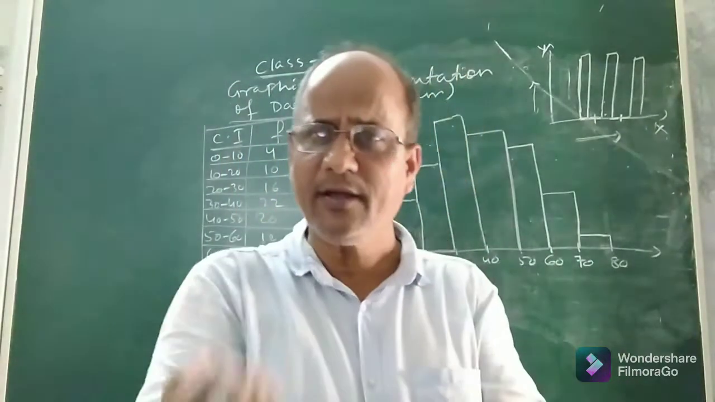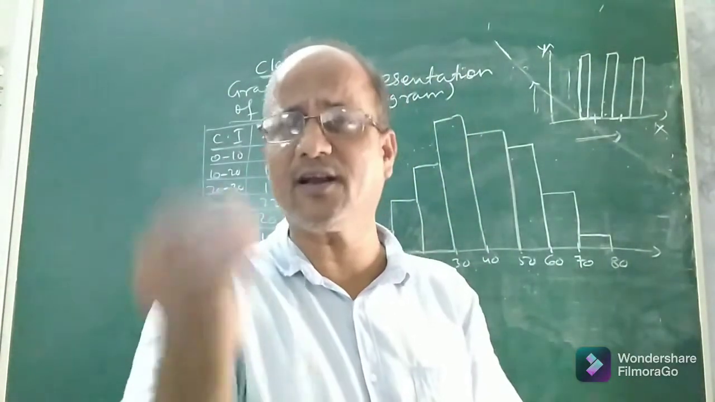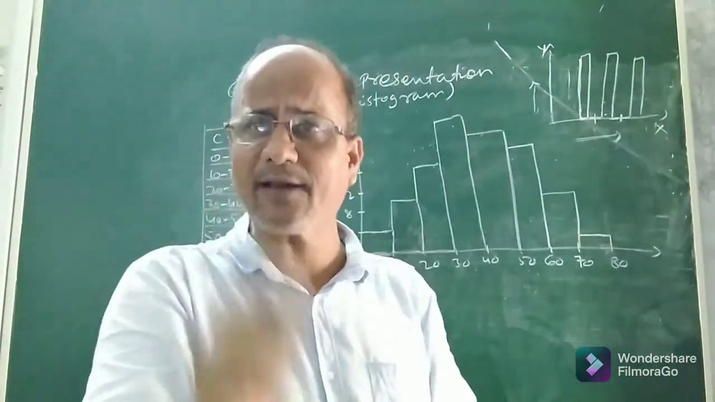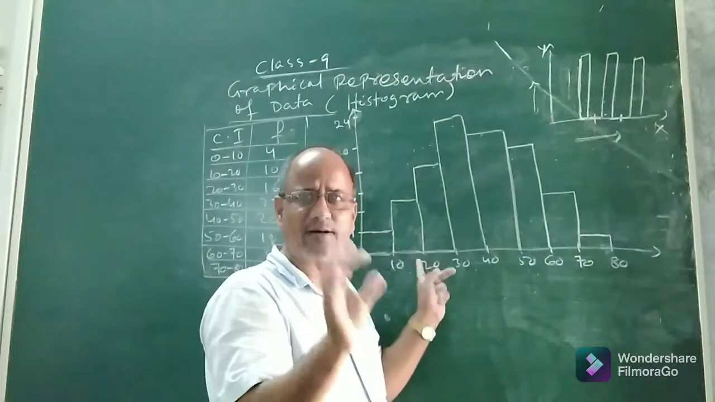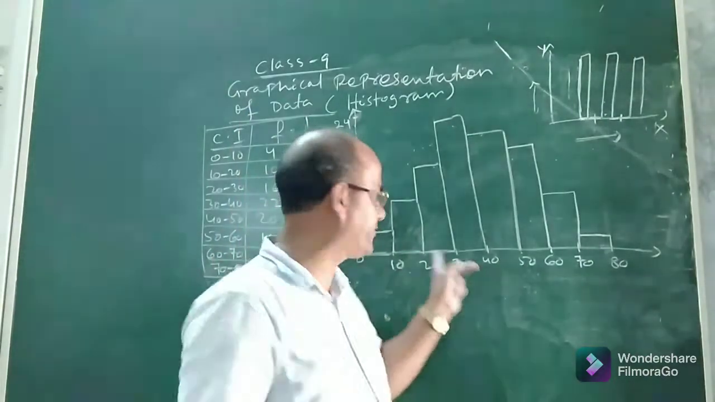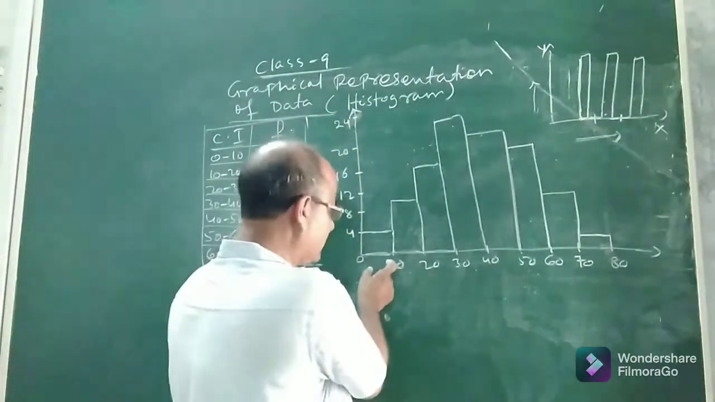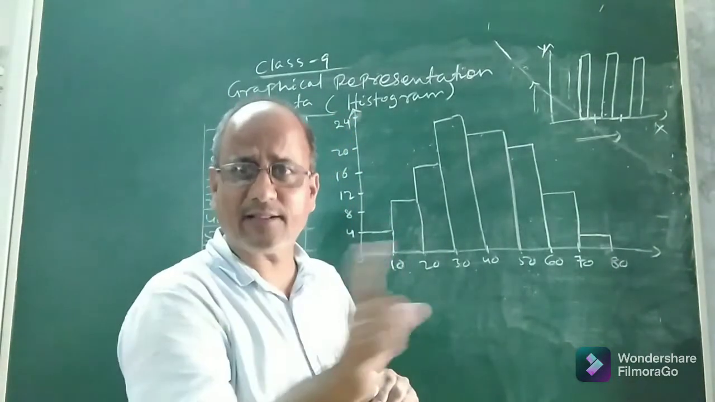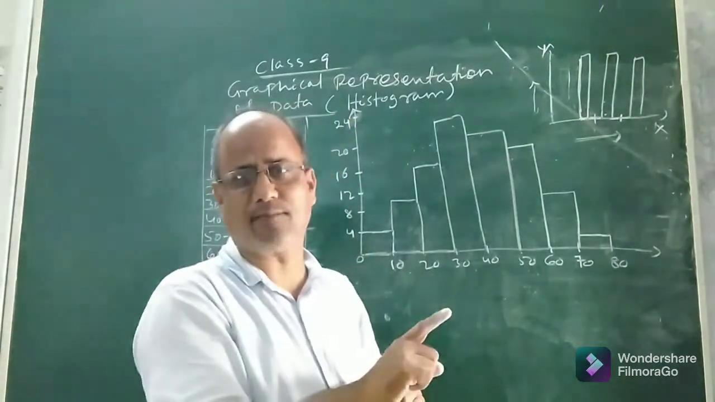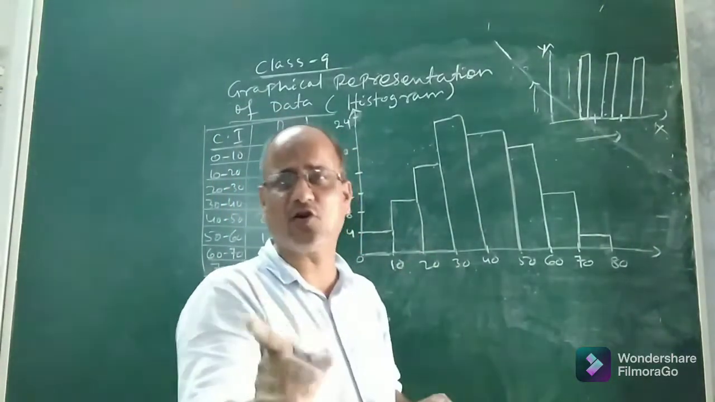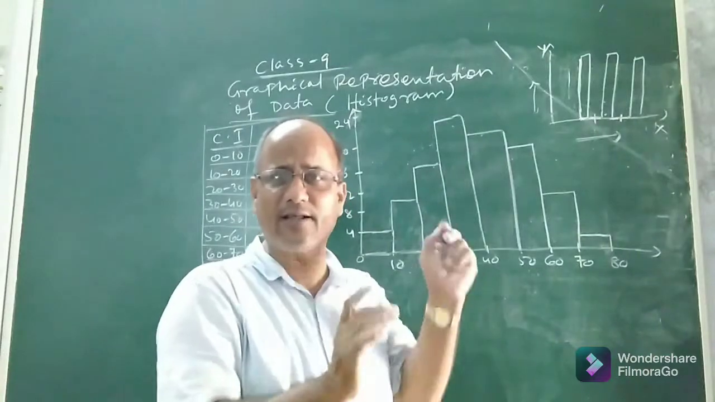So what is a histogram? A histogram is a graphical representation of data in which we draw bars or rectangles to represent the data or information. It is shown by means of bars or rectangles such that the width of each bar is same and there is no gap or spacing between the bars. Okay, so this solid figure is known as your histogram, what we read in class 8.